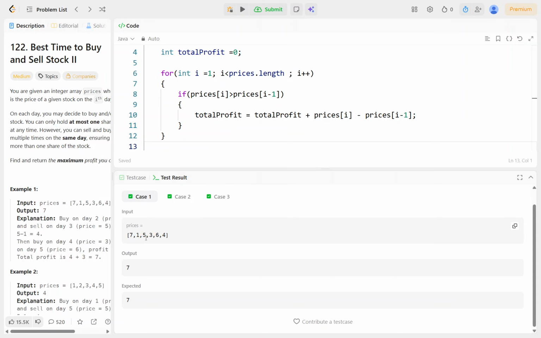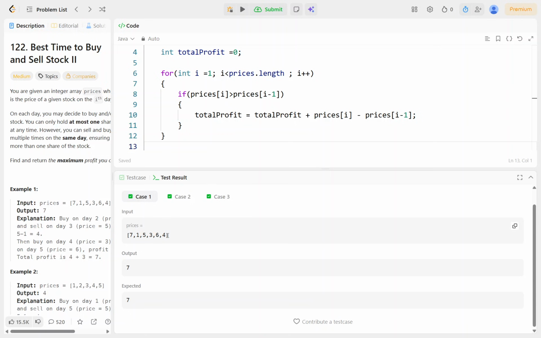0, 1, 2, 3. So price of i is 3, and price of i minus 1 is 5. Is 3 greater than 5? No, so this pair 5, 3 will also be ignored. Then again it is incremented, so it becomes 6. So 6 minus 3 is 3. Earlier it was 4, so 4 plus 3 is 7. Total profit we have got is 7.